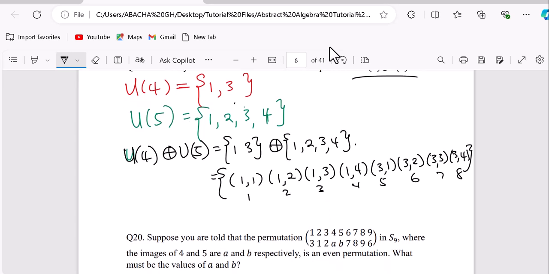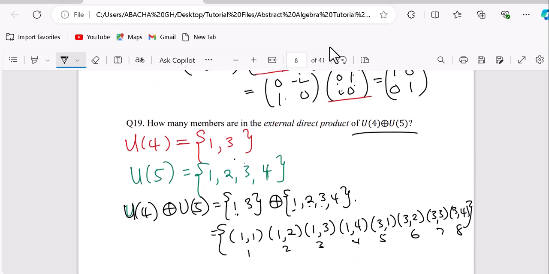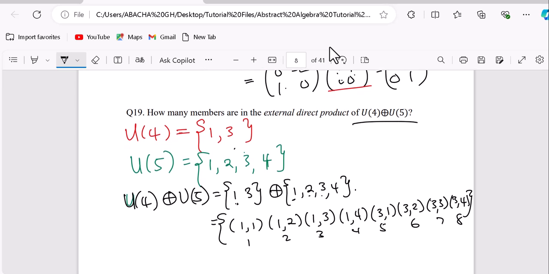So how do we pair? You just take them and pair. You take 1 and pair with 1, 1 with 2, 1 with 3, 1 with 4. Then you take 3 and pair with each element in the other group. That's how we find the elements of external direct products. Except that if we are composing two elements, the first elements go with the first group, the second elements go with the second group, and that's how we compose them.